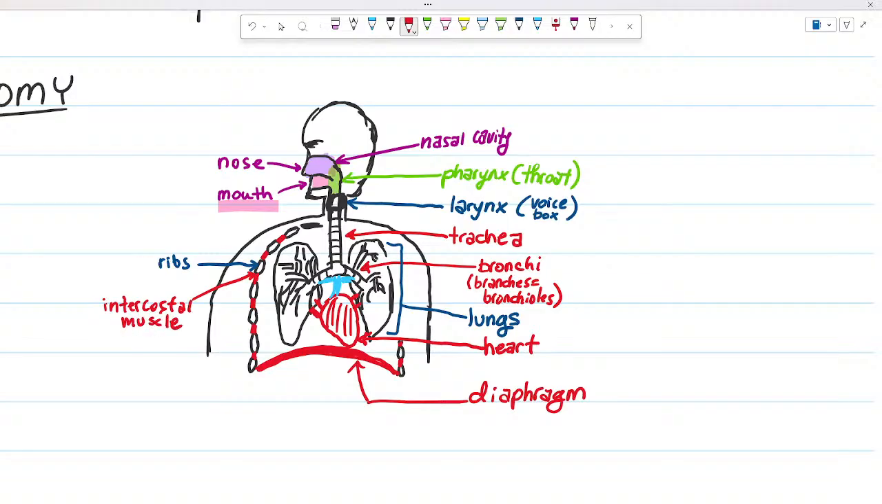When you eat ribs, that's what you're eating. You're eating the muscle between the ribs. I mean, maybe you eat the bone. I don't know. I don't eat the bone. I eat the muscle between the bones.